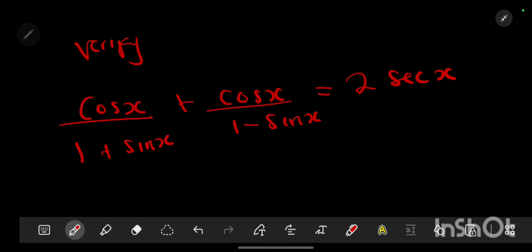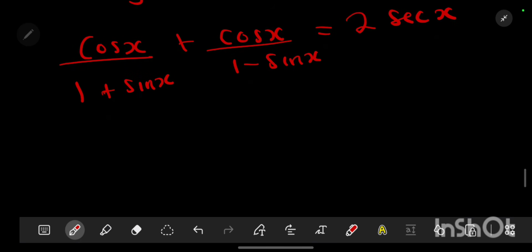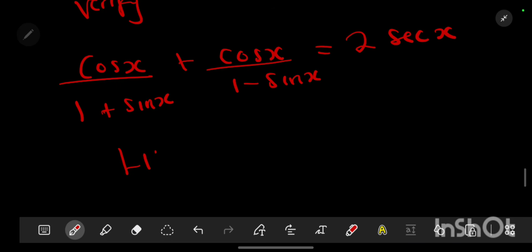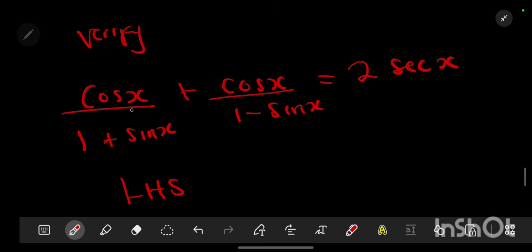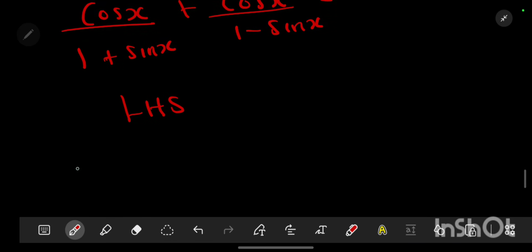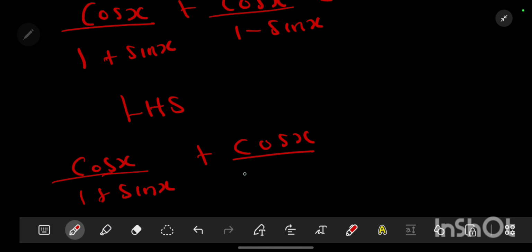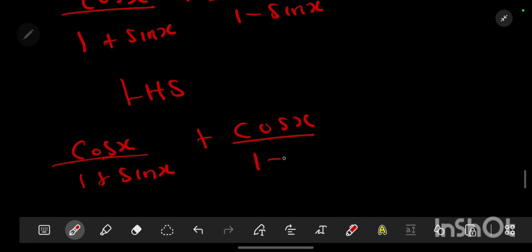Looking at this question, cos of x over 1 plus the sine of x plus cos x over 1 minus sine of x is equal to 2 sec x. So how do you deal with this one? Looking at this, we are going to choose the left hand side. Why? Because it's more complex. So choose the complex side. So you have the cos of x over 1 plus the sine of x like that. Then we have plus the cos of x over 1 minus the sine of x like this.